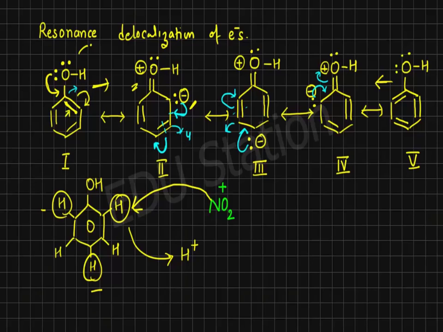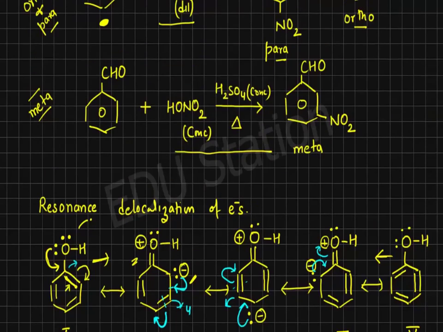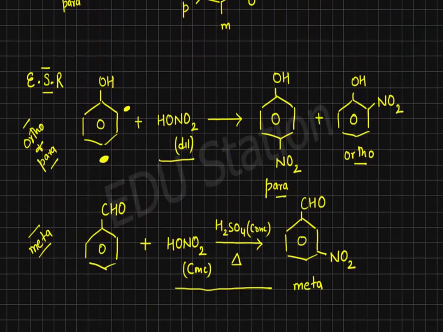Why phenol undergoes electrophilic substitution at ortho and para position? Because ortho and para position of phenol have negative charge. Now, look at this reaction. This was nitration of phenol.